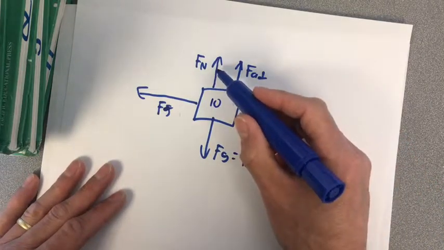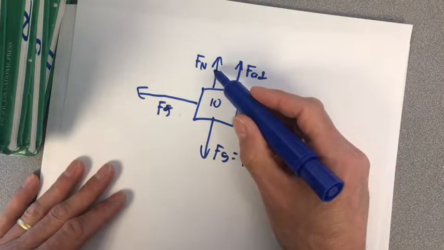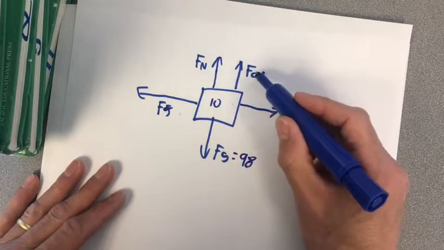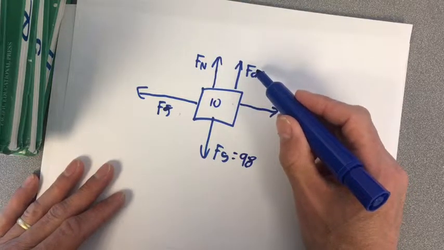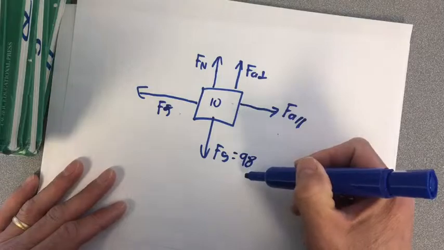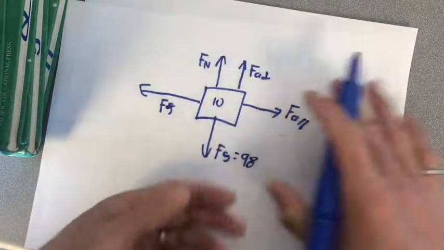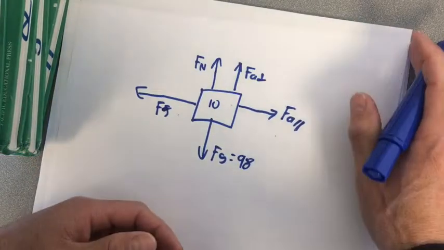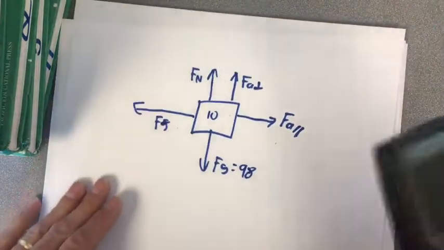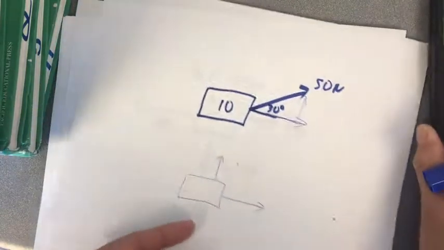The normal force, I don't know yet, because the normal force plus this perpendicular component of the applied force will balance the 98. By pulling up on the block, I've reduced the normal force. The normal force is the squeeze between the block and the surface upon which it sits. So let's figure out what this is here.